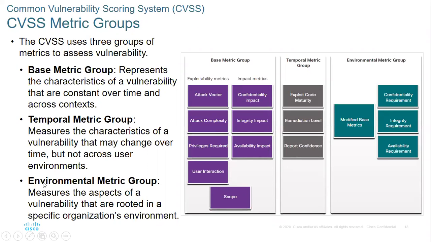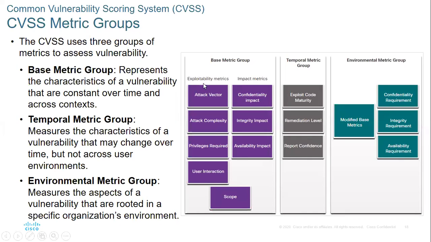And then we have the environmental metric group. So this deals with certain vulnerabilities according to a particular environment. Maybe we have this vulnerability, and because we're in this particular environment, that vulnerability will be less. It won't be more. Now when we look at this base metric group, it is divided into two metrics: the exploitability metric and the impact metric.